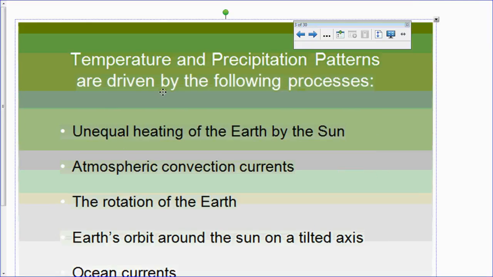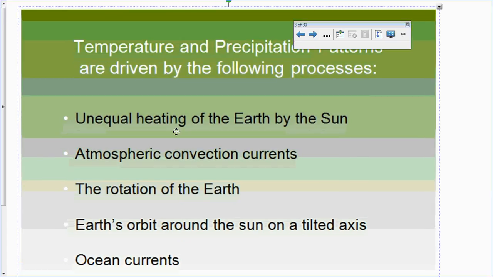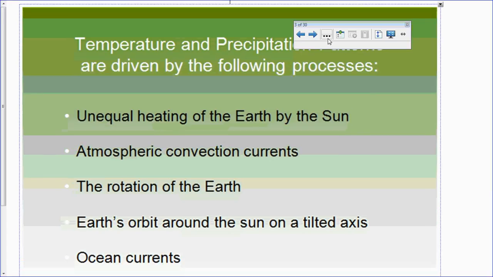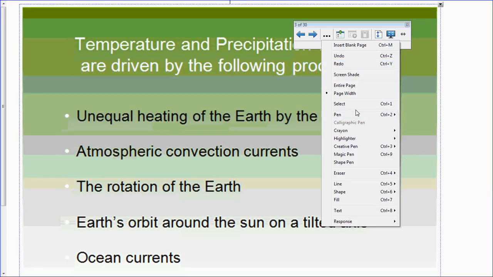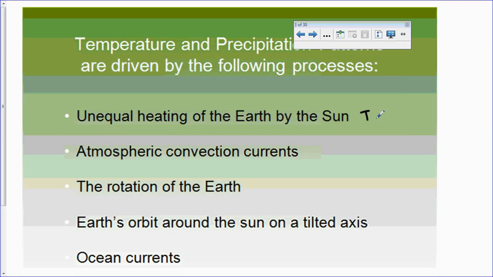Temperature and precipitation patterns are driven by these processes. So unequal heating of the Earth by the sun, we're going to talk about that in a second. What you should probably write there is the word tilt, right? So this has much to do with the tilt of the sun. Atmospheric convection currents, we're going to talk about rising and falling. This is adiabatic pressure. Rotation of the Earth. If we didn't have rotation, we really wouldn't have a lot of transference of any heat or any of the currents that you're going to see in a little bit, especially with Coriolis. Earth's orbit around the sun on a tilted axis gives us the seasons right here, and it's going to give us the seasons.